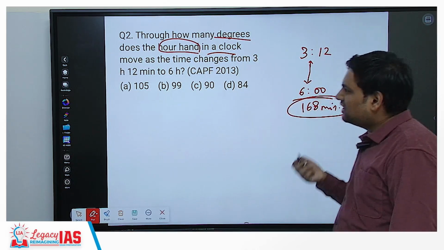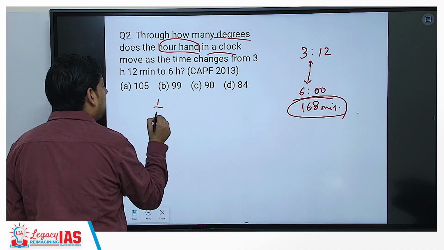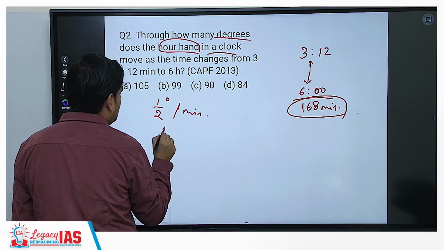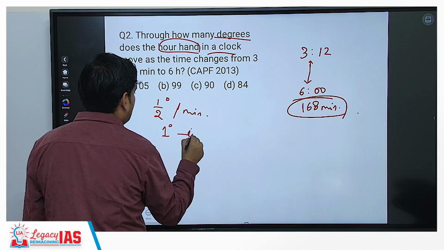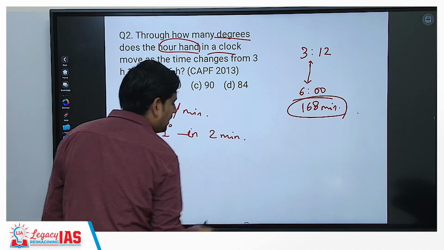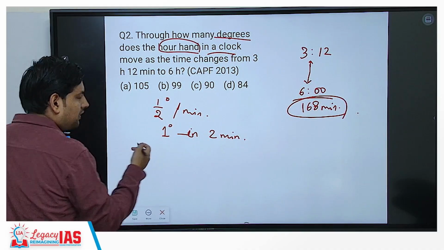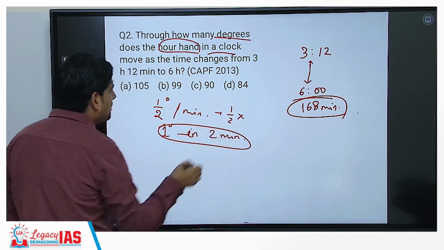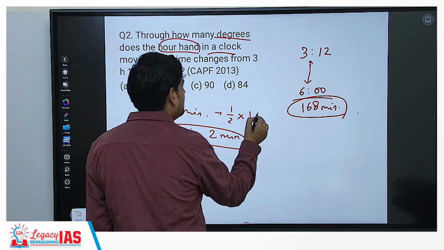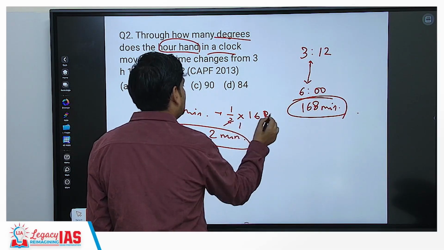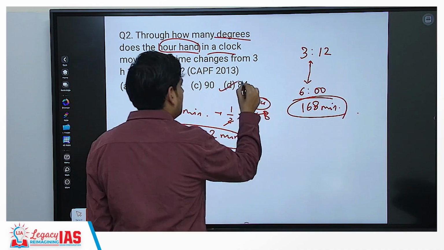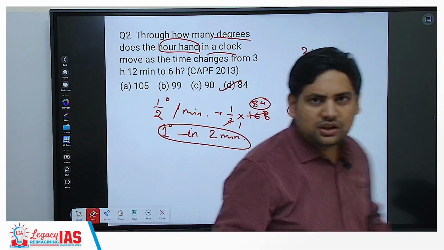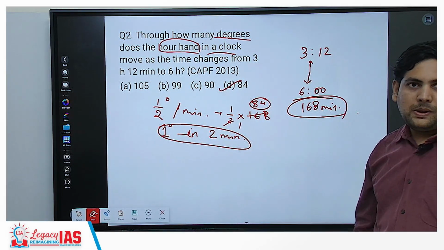Now, if the difference is 168 minutes, you know the hour hand goes by half degree per minute, or one more thing we had written, that it rotates 1 degree in 2 minutes, correct? 1 degree in 2 minutes, or just use this only, half degree per minute. So, then half into number of minutes. What is the number of minutes? 168. How many times this will go? Half of 168 is 84. It turns by 84 degrees. 168 by 2. Simple. Done.